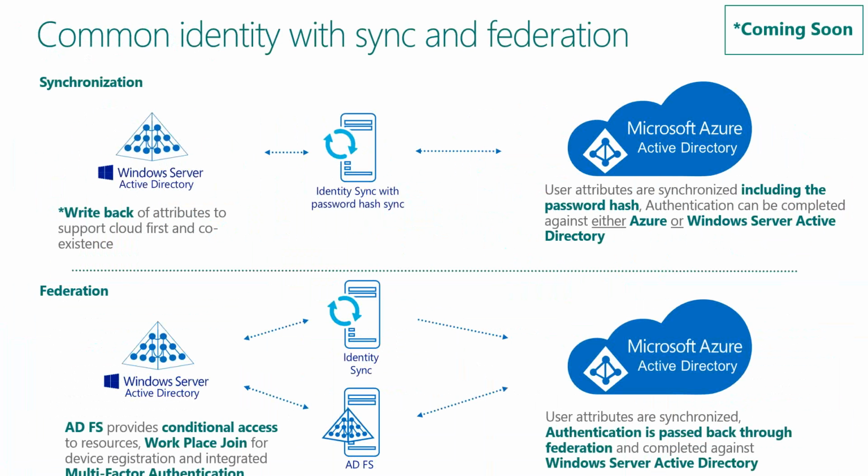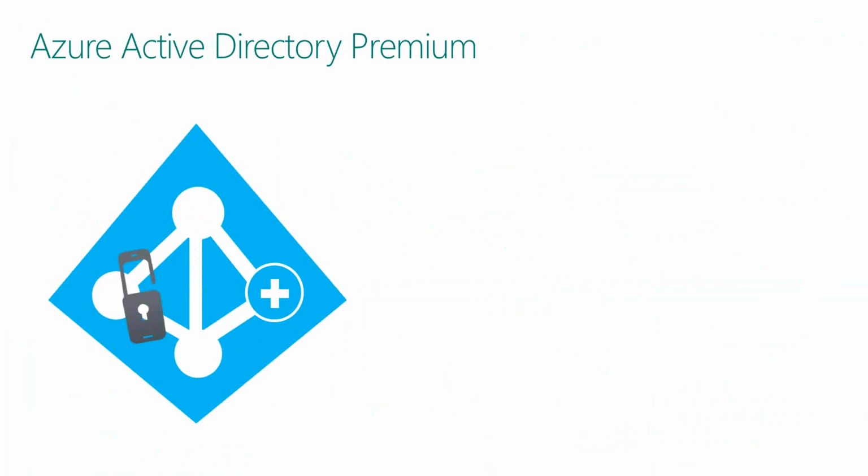The testing is ongoing with write back of attributes. We do already write back some attributes with DirSync when we're in a hybrid identity model, but for most identity management we don't write back any attributes yet. So this is a coming feature. We'll take a little bit of a look at password reset, and you'll be able to imagine how that functions.